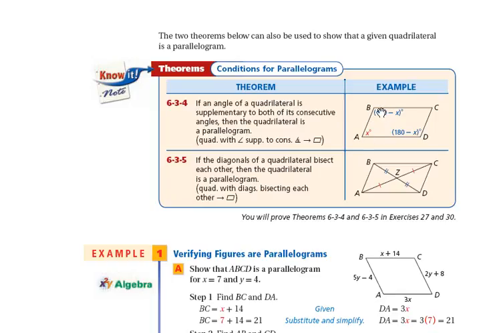Basically, if these two consecutive angles, angle A and angle B, are supplementary, meaning that together they add up to be 180, then we are also going to have a quadrilateral, which is indeed a parallelogram. 6-3-5, if the diagonals of a quadrilateral bisect each other, then we will have a parallelogram as well. So if we know that these two segments here, BZ and ZD, are congruent, and AZ and ZC are congruent, then we are also going to have a parallelogram as well.